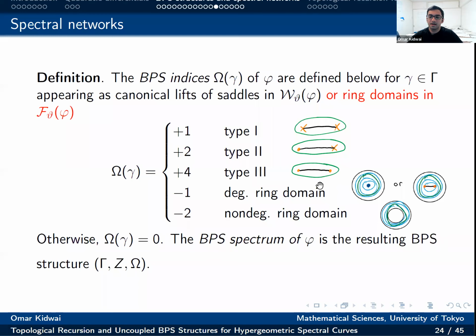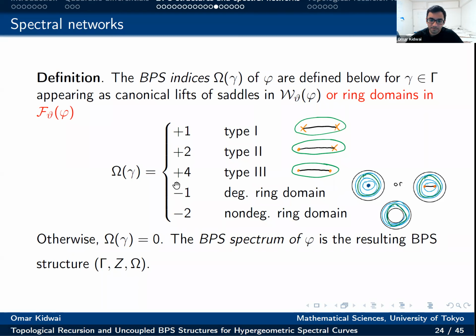And then I have also ring domains, which by definition is just a region where I have compact leaves. If the closure of the region has one boundary component, I'll say it's degenerate, and if it has two boundary components, I'll say it's non-degenerate. So you can see here, again, I take the green curve and lift it to the spectral cover.